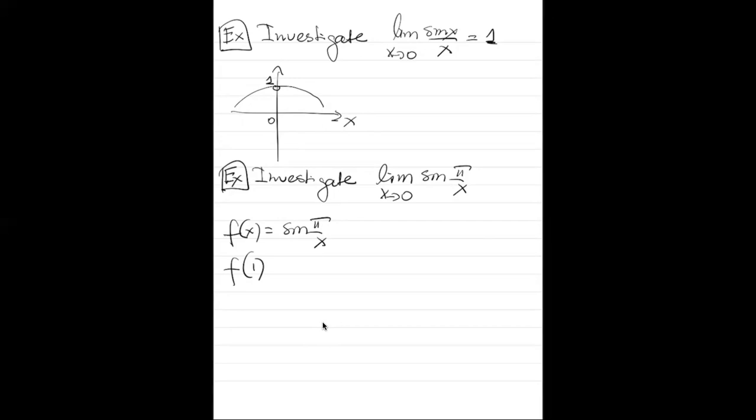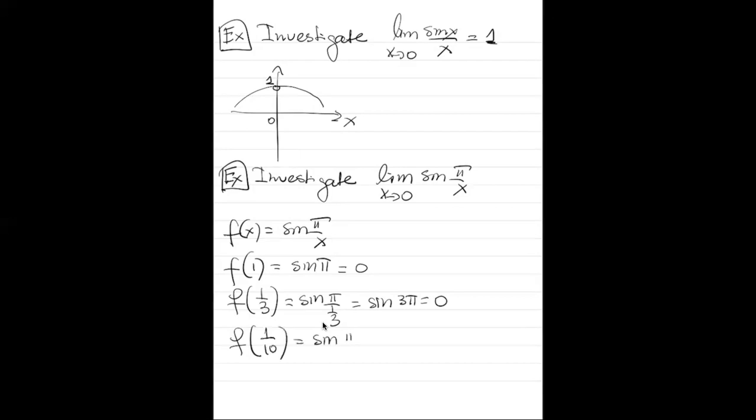So what's f of 1? Substitute x with 1. You have sine of pi, which is 0. Then we're going to see 1/3. What's f of 1/3? That's close to 0. That's sine of pi over 1/3, which is sine of 3 pi, which is 0 again. And we can keep going. 1/4, 1/2, really close. How about 1/10? That's sine of pi over 1/10. Sine of 10 pi is still 0. So we're getting close to 0 by picking points 1, 1/3, 1/2, 1/10, close to 0, and we're getting 0.